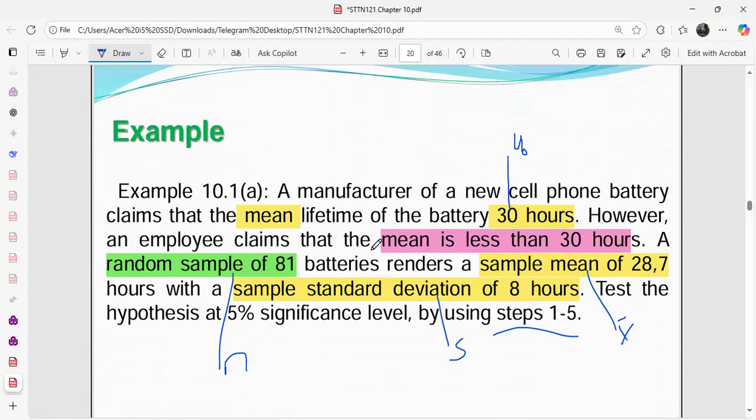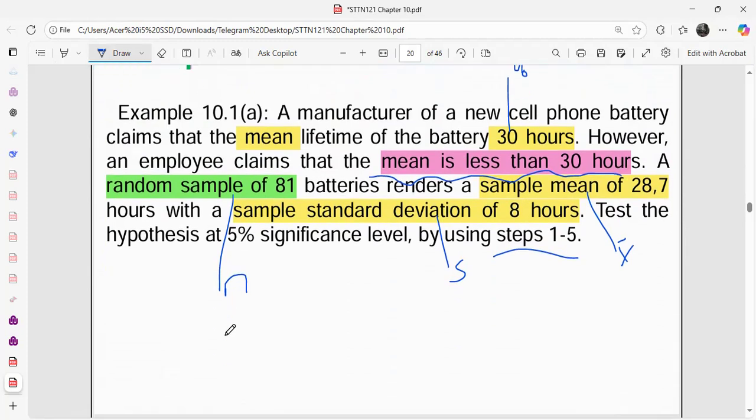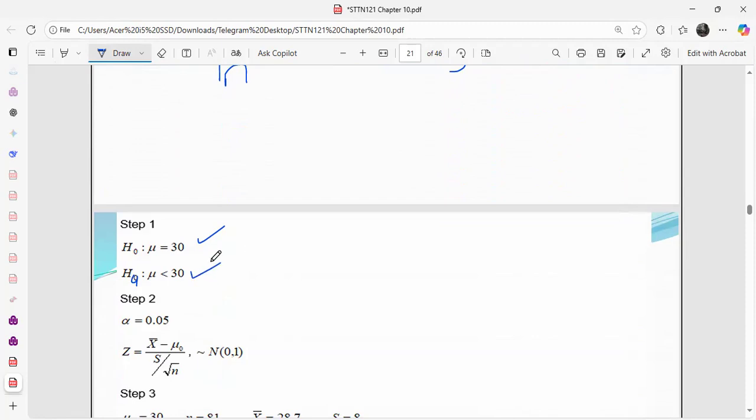Remember, I said with the alternative hypothesis, they will mention something like greater than or less than. If they don't mention less than, greater than, or exceed or something, we take it as two-sided. So here it's less than. I think for this one, you're going to get maybe 1 mark.